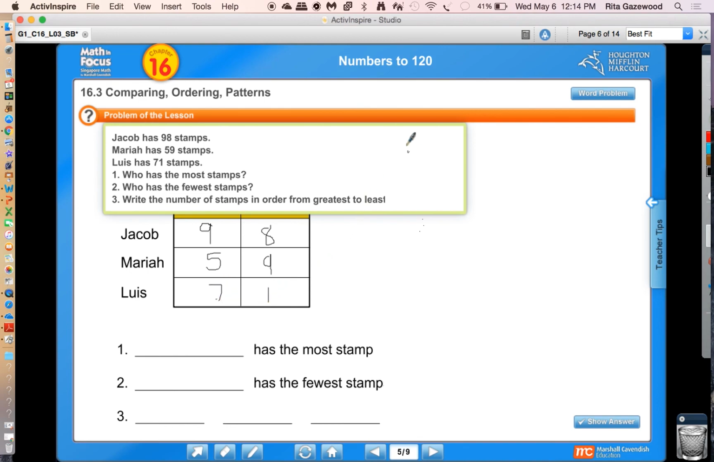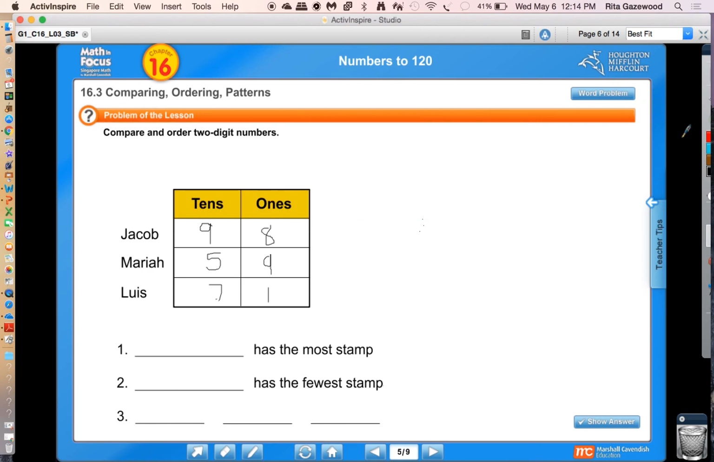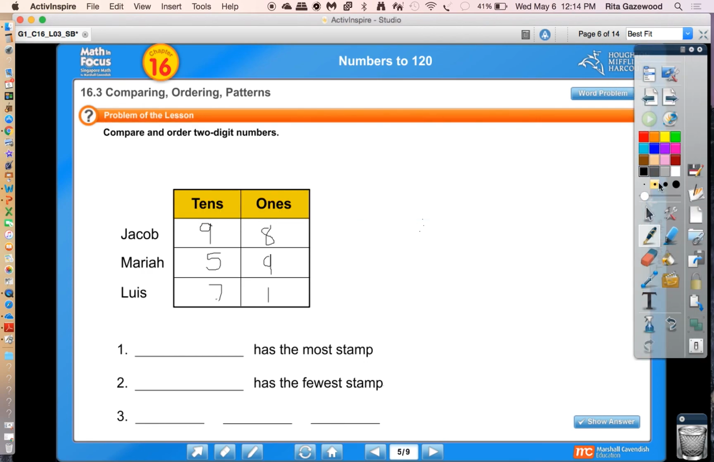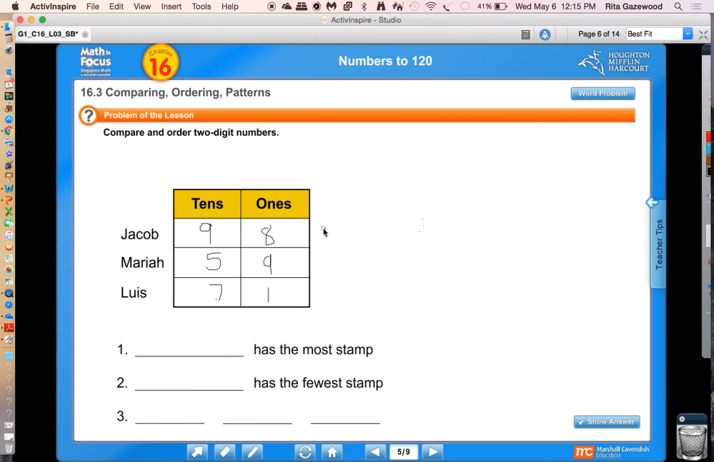So in order to compare them, I always like to use models. Models just make my job so much easier. So I'm going to model these numbers with my own tens and ones. So in the number 98, there are 9 tens. So let's record 1, 2, 3, 4, 5, 6, 7, 8, 9. And we have 8 ones. 1, 2, 3, 4, 5, 6, 7, 8.